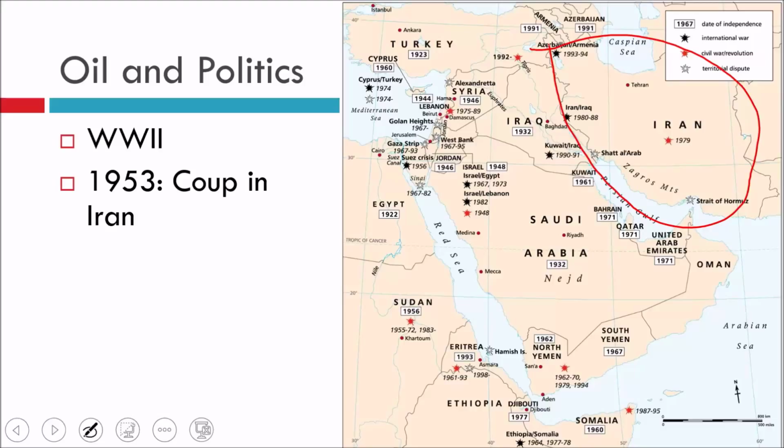The British government is, not surprisingly, massively opposed to this and tries to pressure the United States to stop Iran from doing this. And the United States doesn't really care about British oil profits that much. I mean, they probably do, but not enough to change the government in Iran.